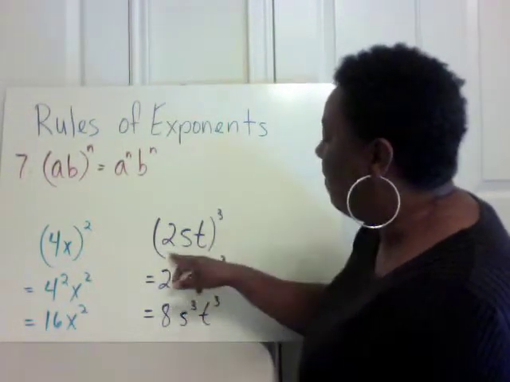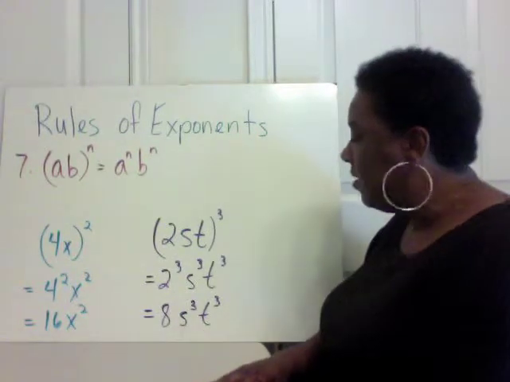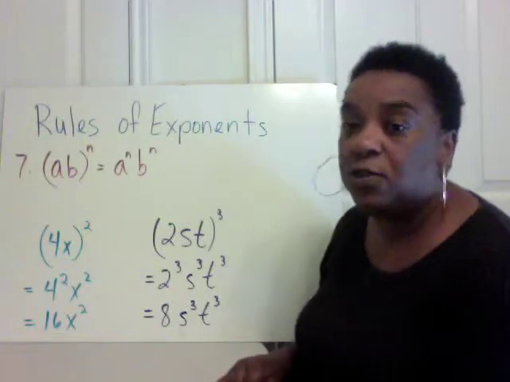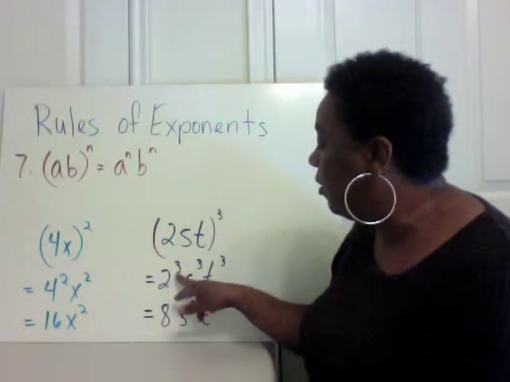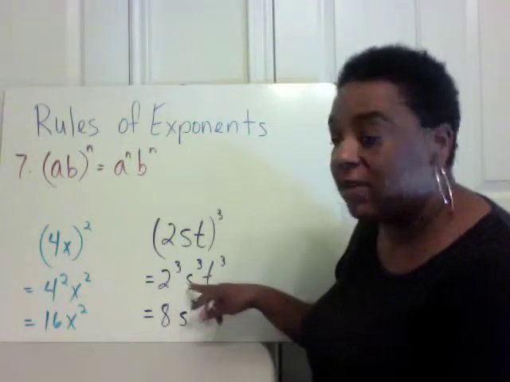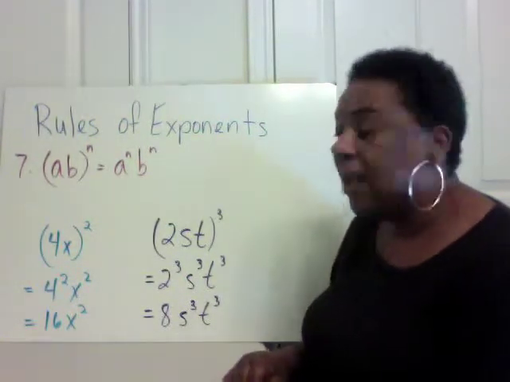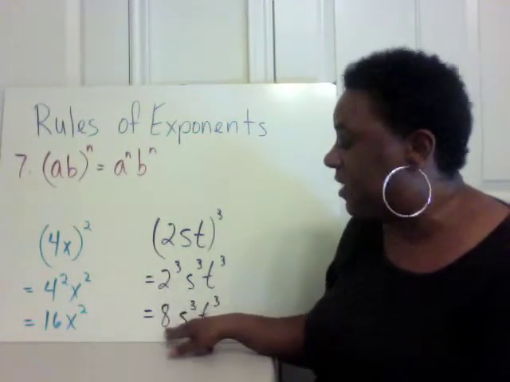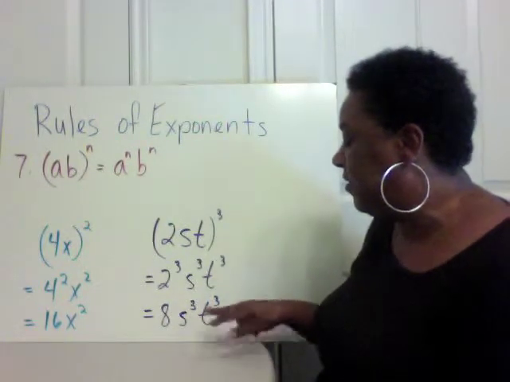This example, I have 3 values all being raised to the power of 3. So once again, we can distribute this exponent to each one of our bases. So we have 2 cubed times s cubed times t cubed. And to simplify our answer, we know that 2 cubed equals 8. And then we have s cubed times t cubed.